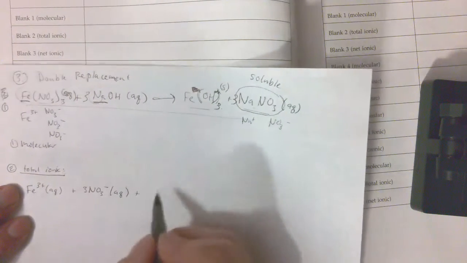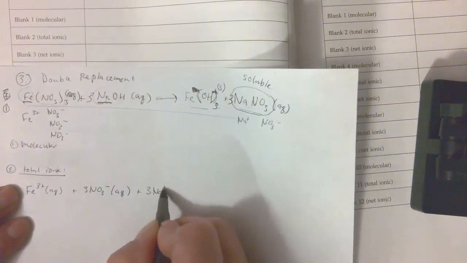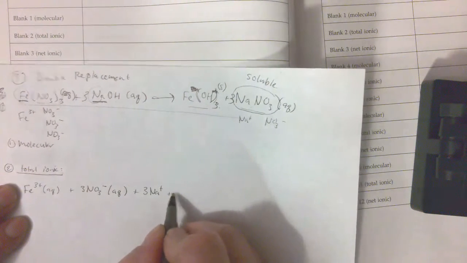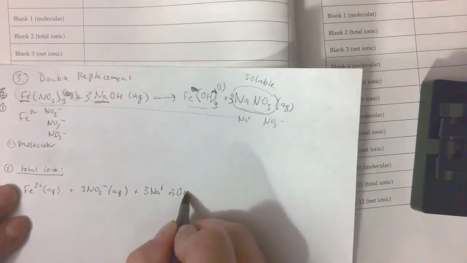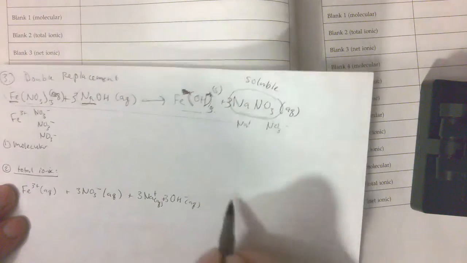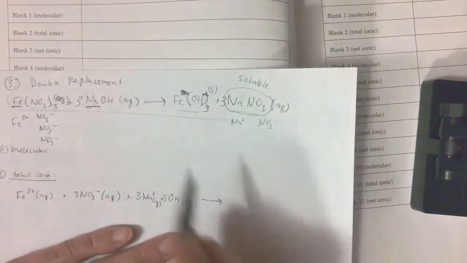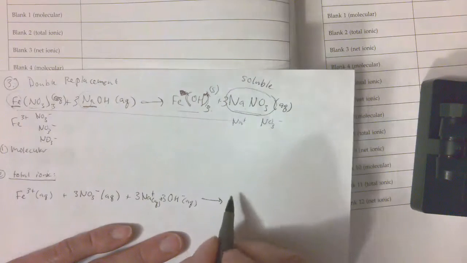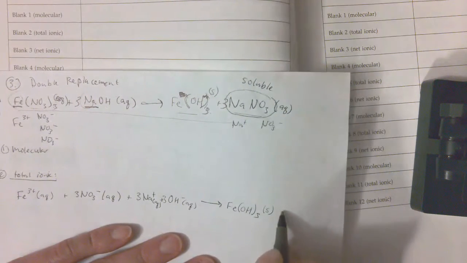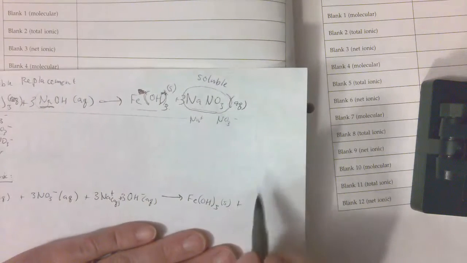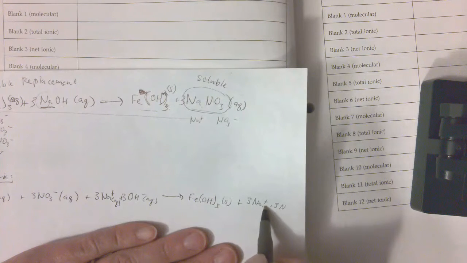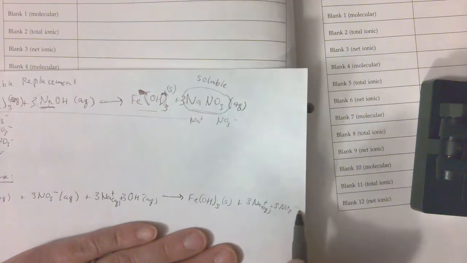And then here we have 3 sodiums, 3 Na+, that's just right here. Sodium is always a +1 charge. Plus hydroxide, we have 3 of those. Those are always a minus charge, and again, these are both aqueous. So make sure you get your phases in there. I just keep forgetting them. All right, and then we go over here. If it's a solid, this one was a solid, we can't split it up. So Fe(OH)3, solid. And then we have 3 Na+ aqueous, 3 NO3 minus aqueous.